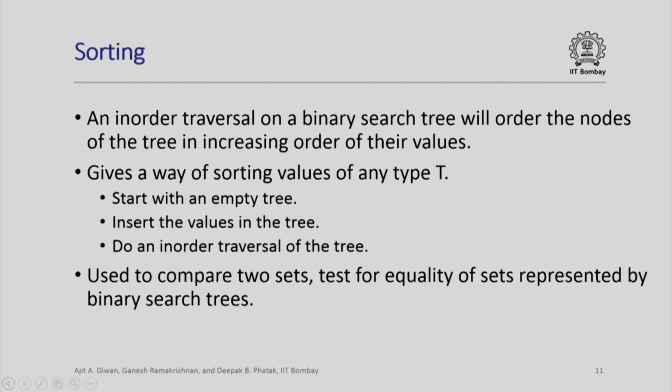So, an in-order traversal of a binary search tree will order the nodes in increasing order of their values, and this is a very useful operation if you want to compare two sets for equality. So, if you want to check whether two sets represented by binary search trees are equal, simply do an in-order traversal, look at the sequence of nodes obtained and the values in them. If the two sequences are the same, then the two sets are equal, and we can similarly compare whether one set is less than another and so on.